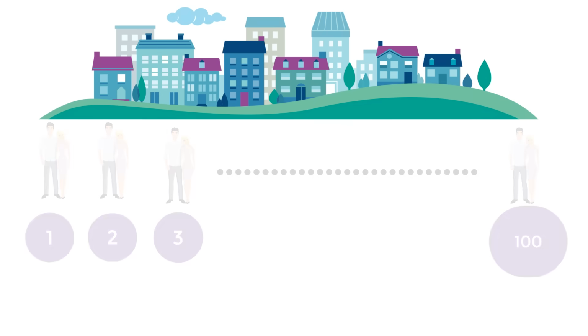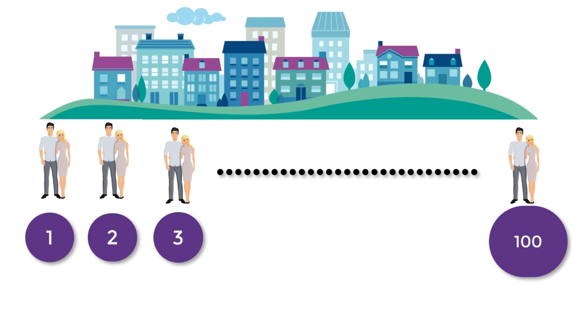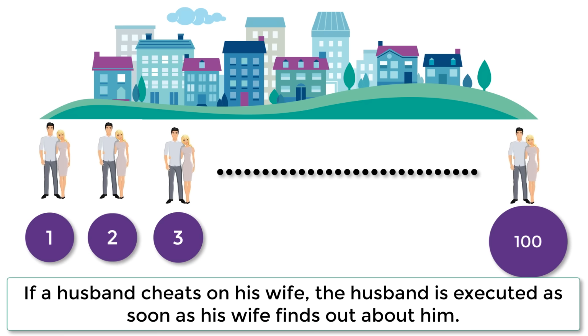A certain town comprises 100 married couples. Everyone in the town lives by the following rule. If a husband cheats on his wife, the husband is executed as soon as his wife finds out about him.